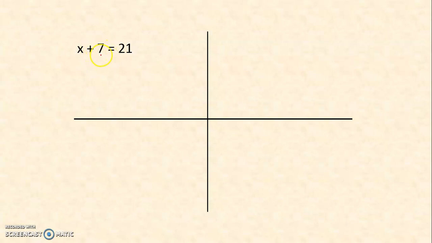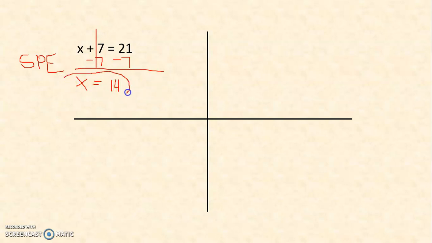What is the opposite of positive 7? That is negative 7. So you're going to write negative 7 on both sides of the equation. And this illustrates the subtraction property of equality. So you now have x here. Positive 7 minus 7, that will be 0, is equal to 21 minus 7, which is 14. So the solution of the given equation is x equals 14.